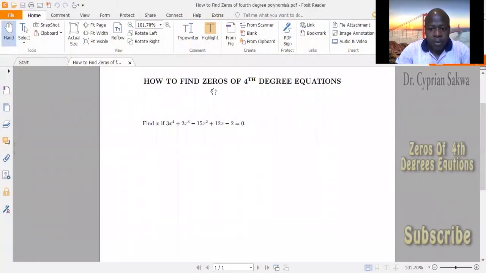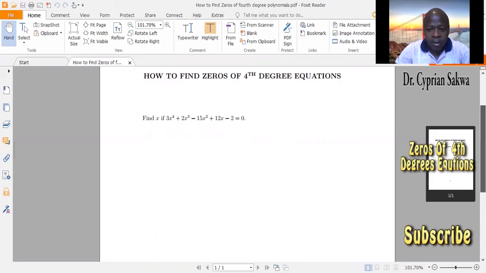Today we'll be looking at how to find the zeros of fourth degree equations. That is, suppose you're given an equation of fourth order, fourth degree, an equation with the power 4. Can we find solutions to this equation? Can we find zeros to this equation?